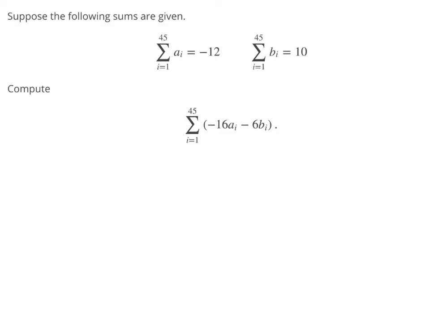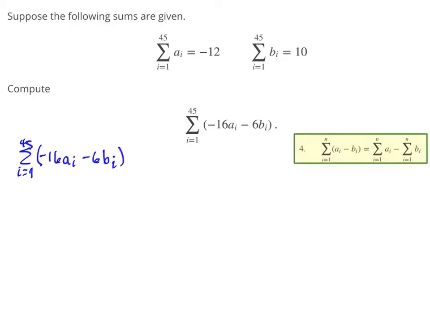And you're asked to compute the sum from 1 to 45 of the difference, negative 16 a sub i minus 6 b sub i. So we're going to have to use a couple different properties here. So let's write out what we're trying to find: the sum from 1 to 45 of negative 16 a sub i minus 6 b sub i.